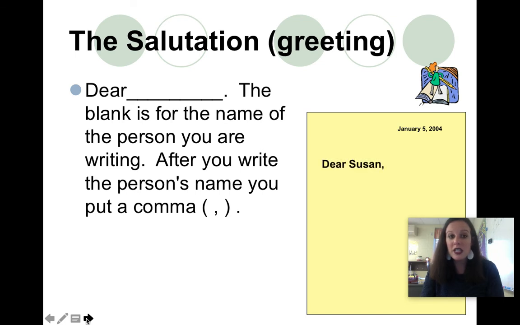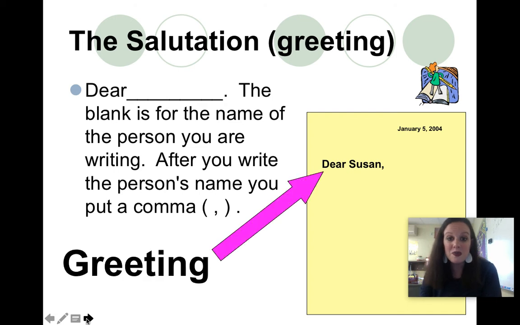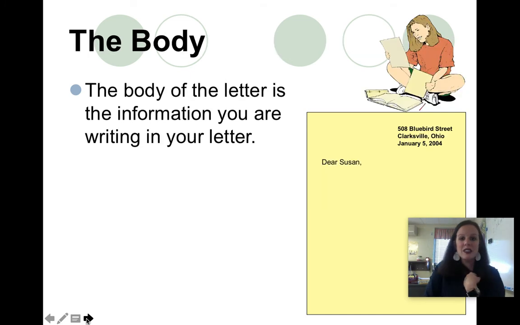Dear Susan, comma. This is the greeting of our letter. I'm writing a letter to Susan. Notice that after I write her name, I put a comma. That's right. The body. Heading, greeting, body. The body of the letter is the information that you are writing in the letter.